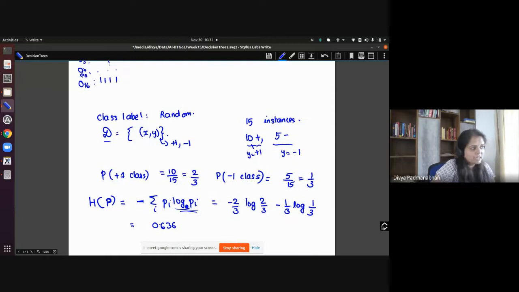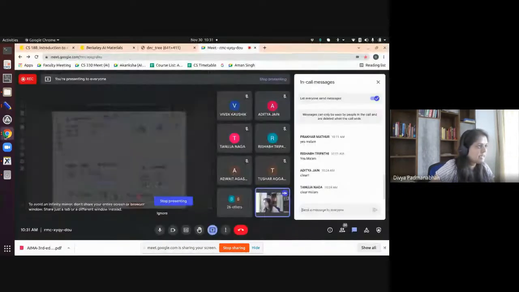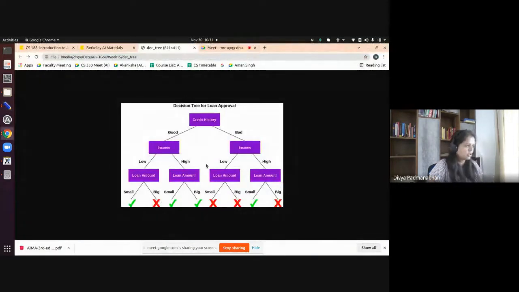Now, what we are trying to do in a decision tree is to get this kind of a structure. What we want to see is what is the first feature, and what should we split on? Should we split on credit history? Should we split on income? You have to choose a feature at the top of the tree, and once you do that, you'll get different branches, and then you keep doing this. Inductively, you have to keep choosing the next feature.